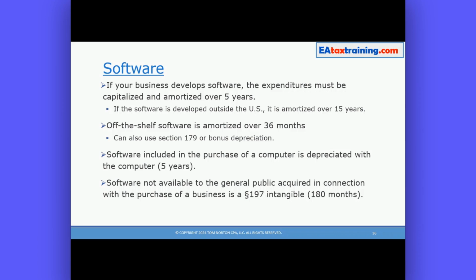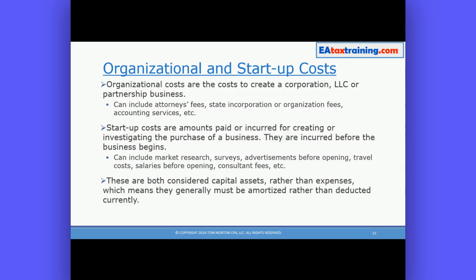Any software that is not available to the general public that's acquired in connection with the purchase of a business is a 197 intangible, and that would be 180 months. So if a company has developed their own proprietary software in-house that they use in their business and somebody comes along and buys that business, then that software would be an intangible set up on the acquiring company's books and amortized over the 180 months.